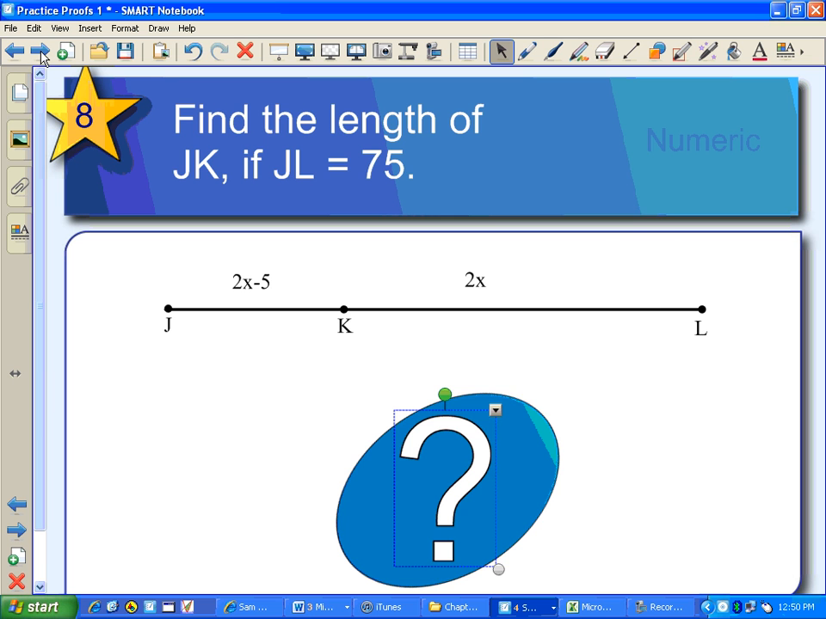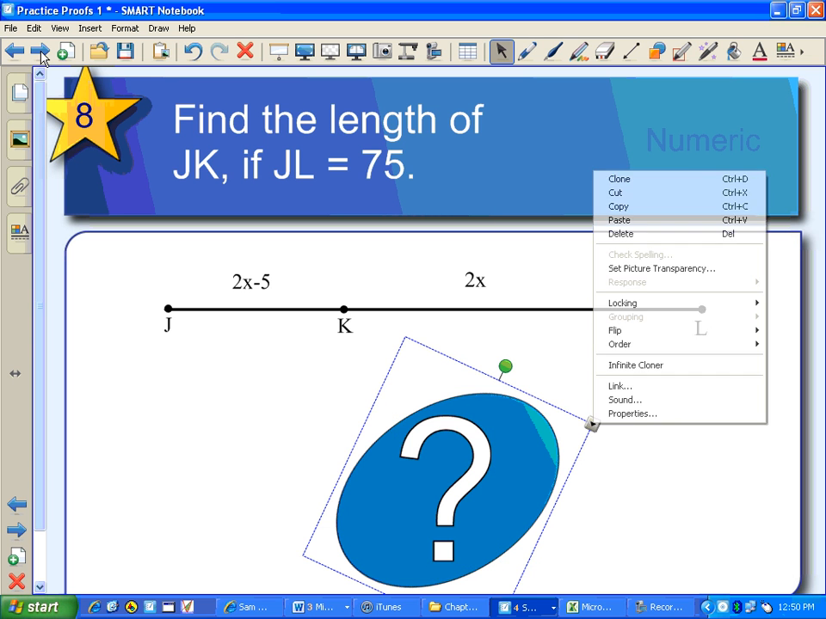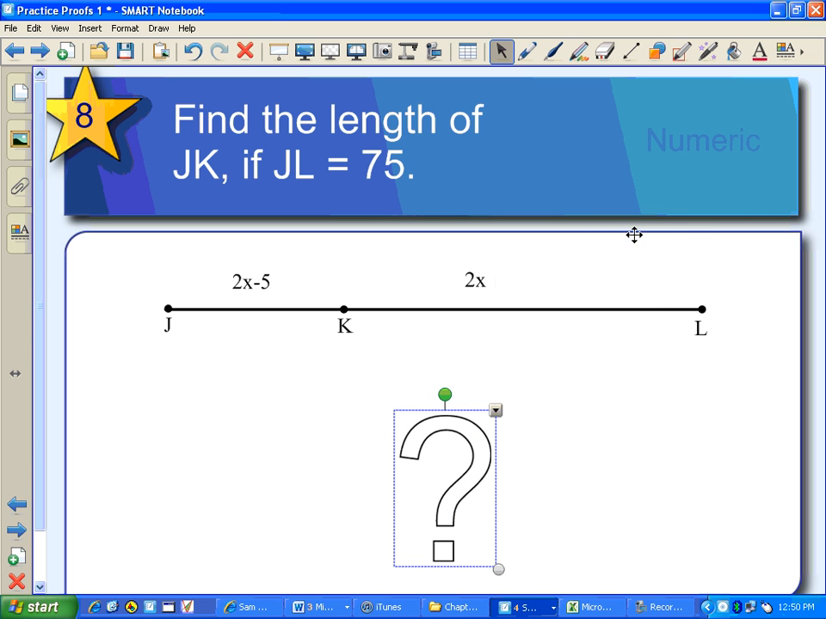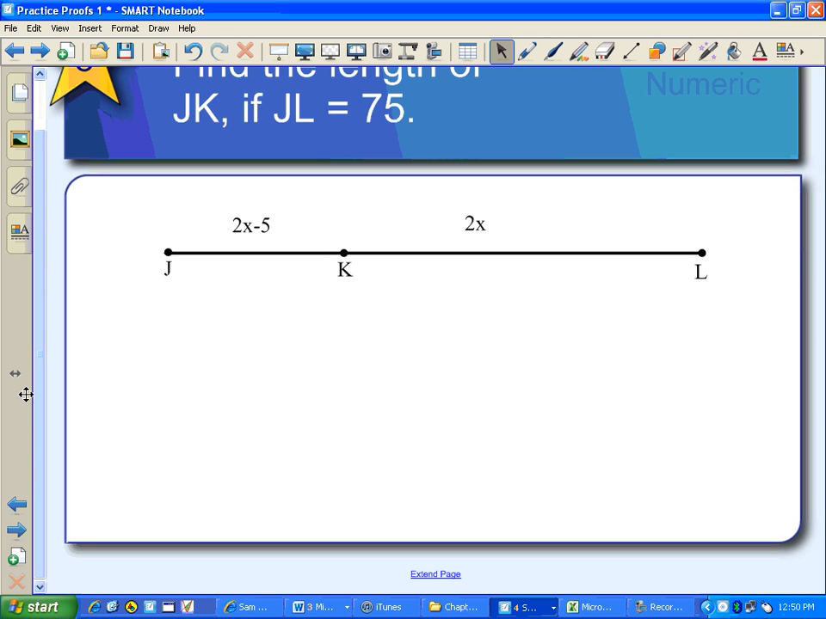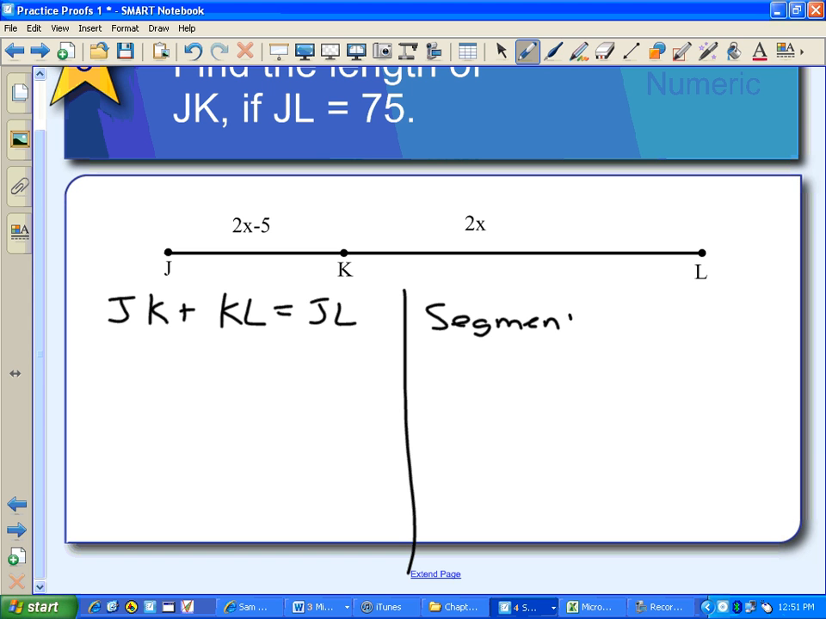Okay, so now what we want to do is get rid of this. We want to write both sides of the proof. So we're going to list the statement and the reason. So there's another case. I can see that K is in between J and L. So I can say that JK plus KL equals JL by the segment addition postulate.